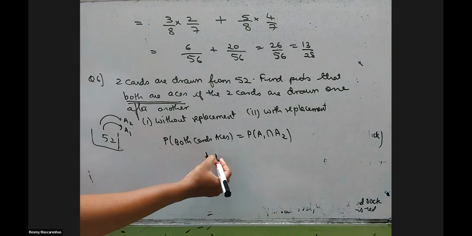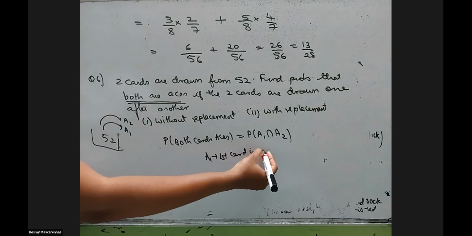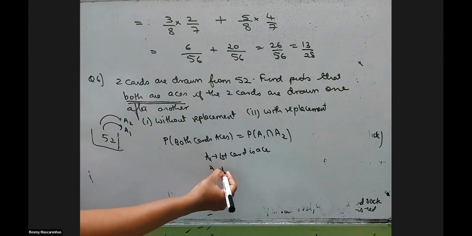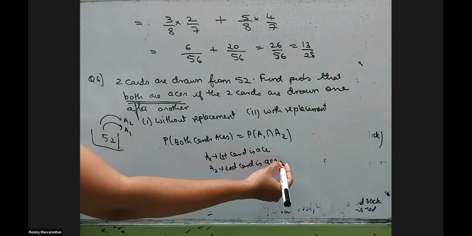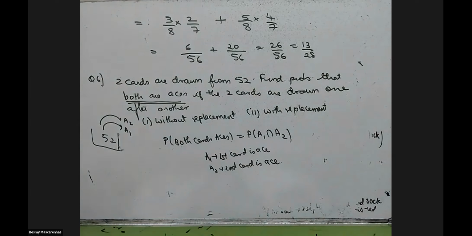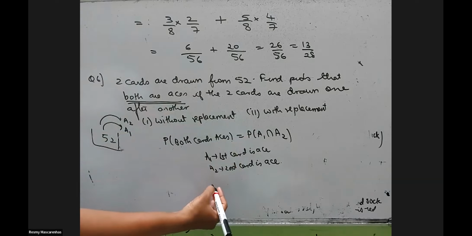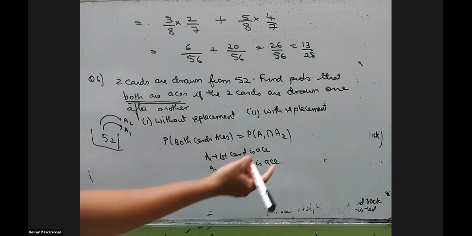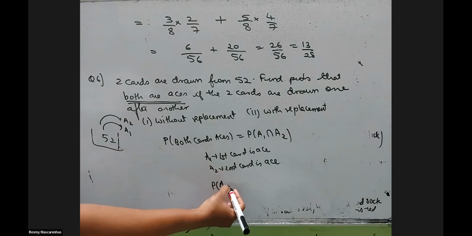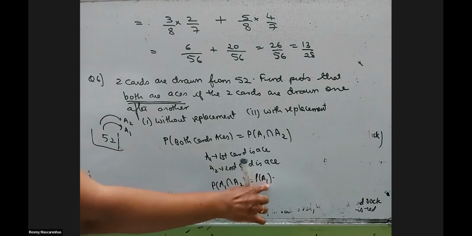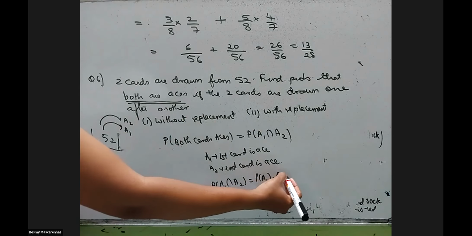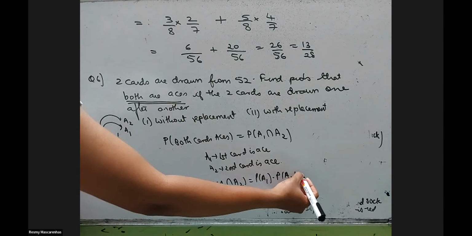Before writing, you can write A1 means what? First card is A. A2 is second card is also A. So I'll use the multiplication theorem. Without replacement means the second one is dependent on the first one. First one is not dependent on anyone, but the second one, A2, is dependent on the first.